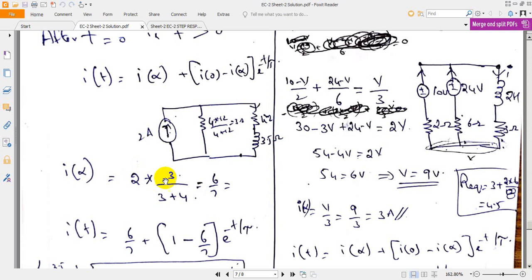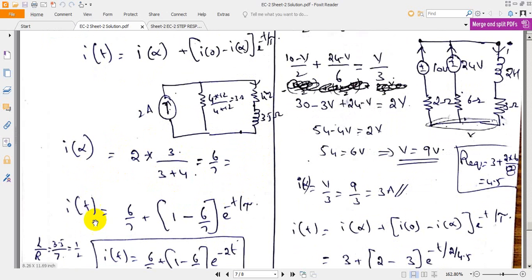Which is equal to 2 into 3 divided by 3 plus 4. Why? By current division method, we want this current. This current is equal to total current into opposite resistance 3 ohms divided by 3 plus 4. This is not a resistance value, this is henries, 3.5 henries, hence we will not consider this. The only resistance we have in this branch is 4 ohms, hence we take 3 divided by 3 plus 4 is equal to 6 by 7.